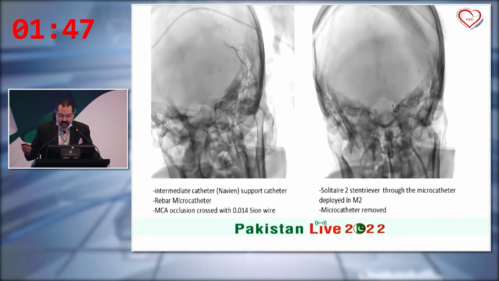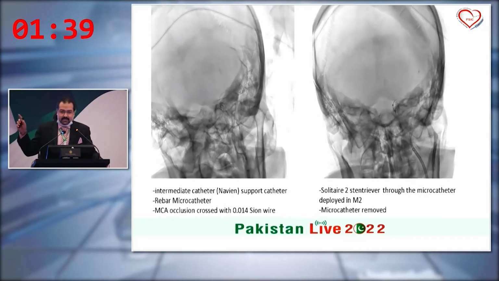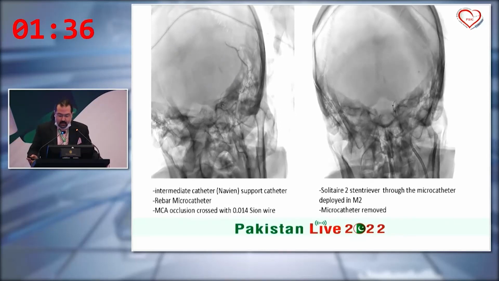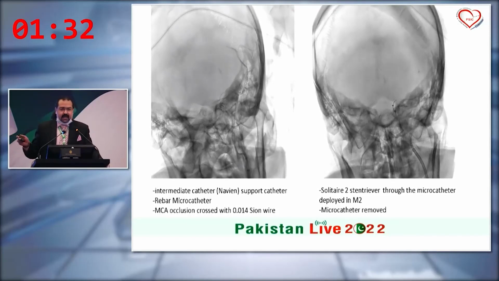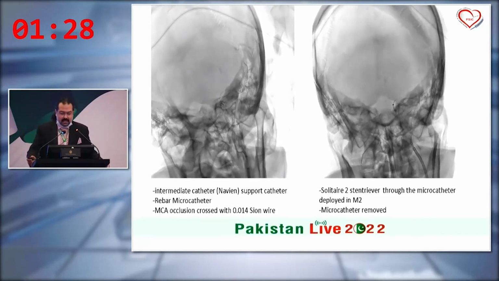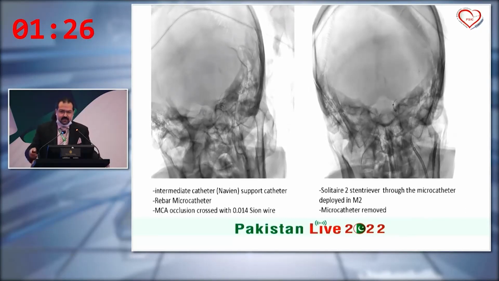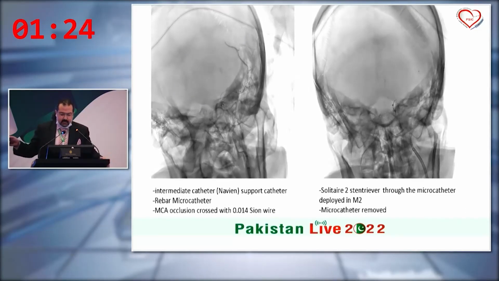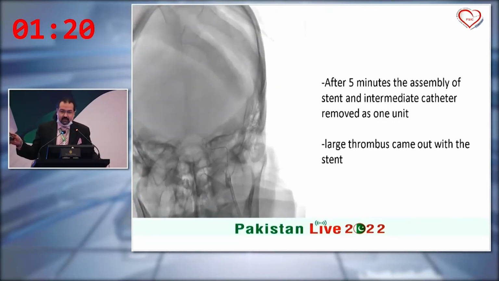So then the wire was taken back, and through the microcatheter, we have taken a Solitaire stent retriever all the way to the M2, and it was deployed over there at the site of the occlusion. Then the microcatheter was removed, and we have the stent over there. And as per protocol, the proximal ports of both the Cello catheter and the intermediate catheter were attached to a 50 cc syringe, and continuous negative pressure and suction was done for a total of 5 minutes.